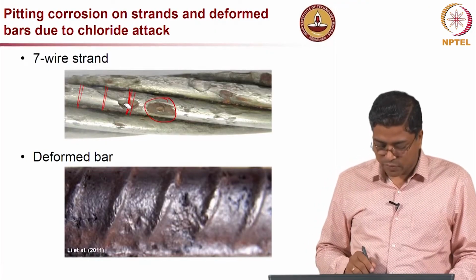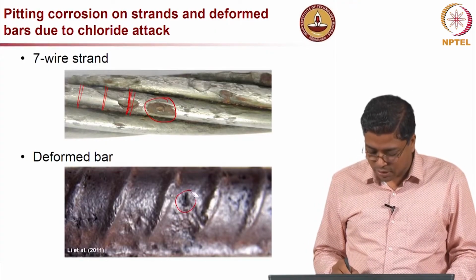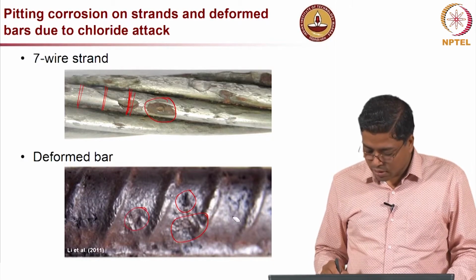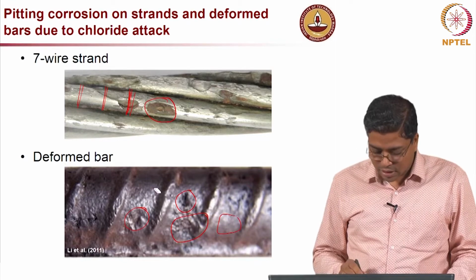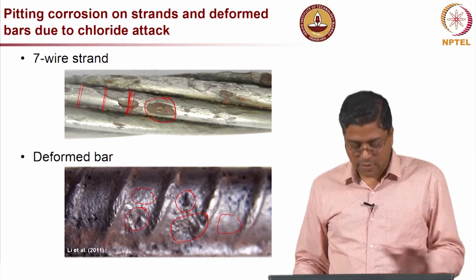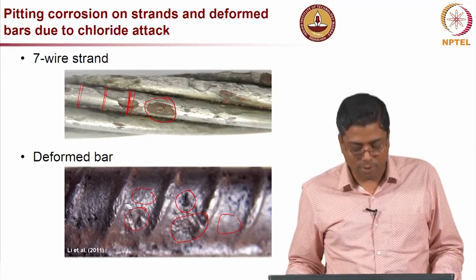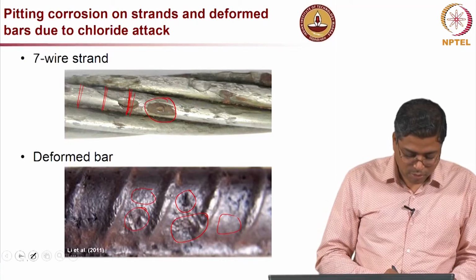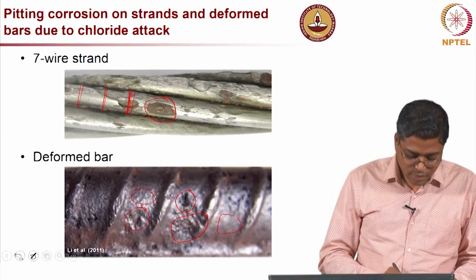Even in the case of rebars, you can see there is a small pit here, there is more corrosion here, but less in this region, and less in this region. So, there is a spatial variation in the amount of corrosion happening, and that is how we say pitting is happening when you talk about chloride induced corrosion.